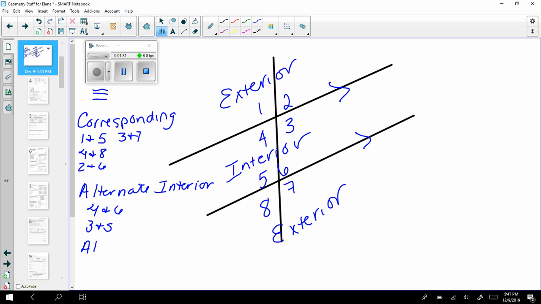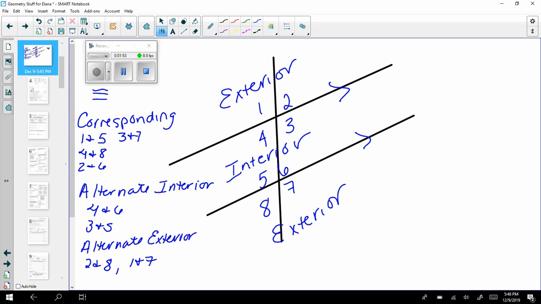The other type is alternate exterior. Again, those are on opposite sides of the transversal, but outside the parallel lines. So that's 2 and 8 and 1 and 7.